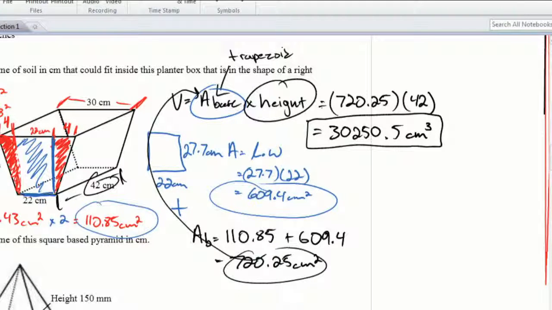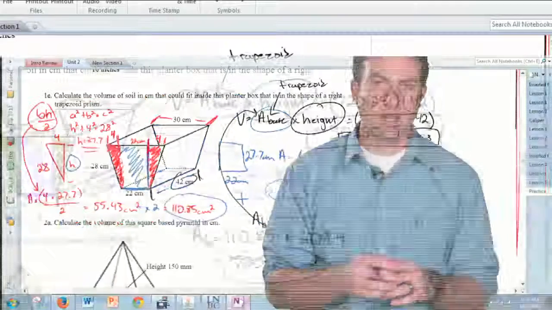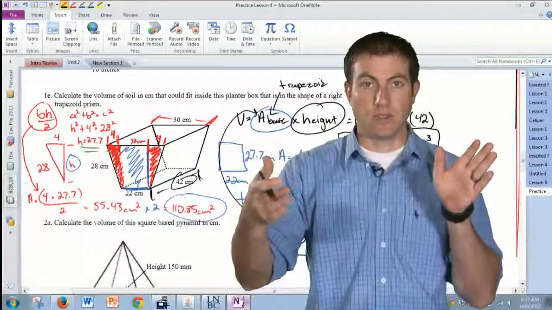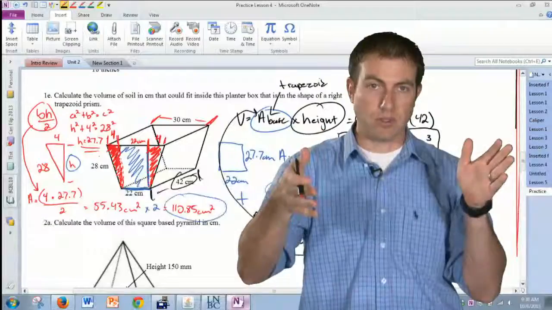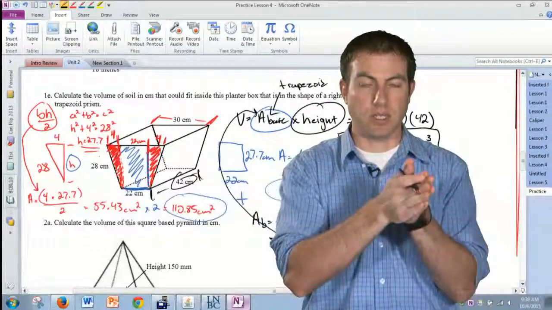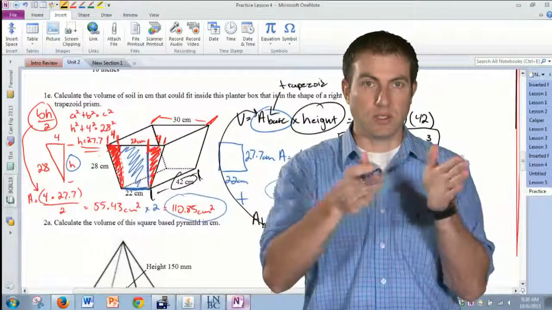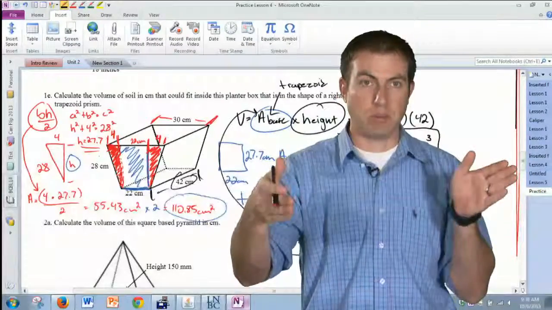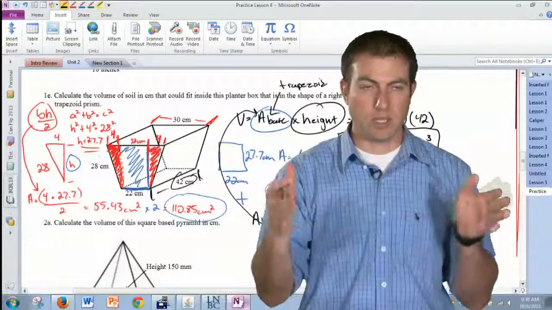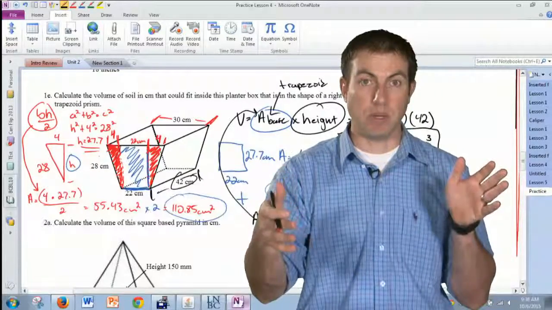Again, the trick with these questions is to have the right base. The base is always going to be the shape that's been stretched out. So you have to have the same faces on either end. If you have a trapezoid on this end and a trapezoid on this end, imagine cutting it down the middle and stretching it out, so the height is the distance from the trapezoid to the trapezoid. So it always has to be the same shape on either side for our base.